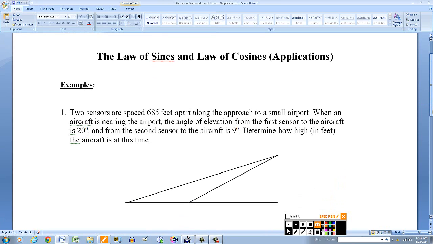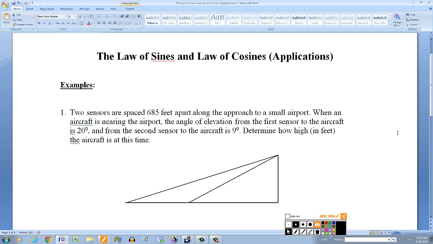These two sensors are spaced 685 feet apart along the approach to a small airport. When an aircraft is nearing the airport, the angle of elevation from the first sensor to the aircraft is 20 degrees, and from the second sensor to the aircraft is 9 degrees. Determine how high in feet the aircraft is at this time.